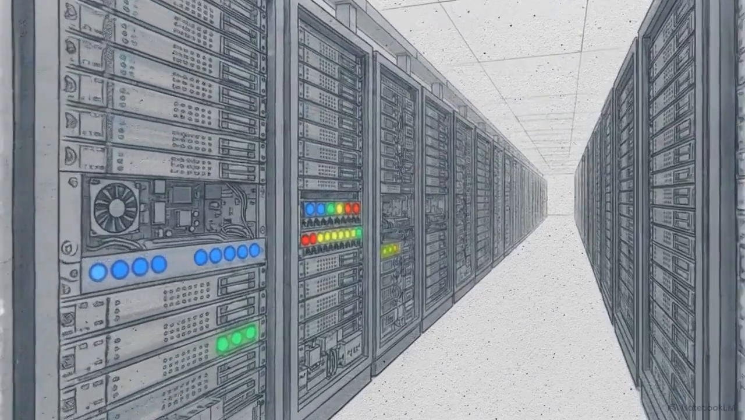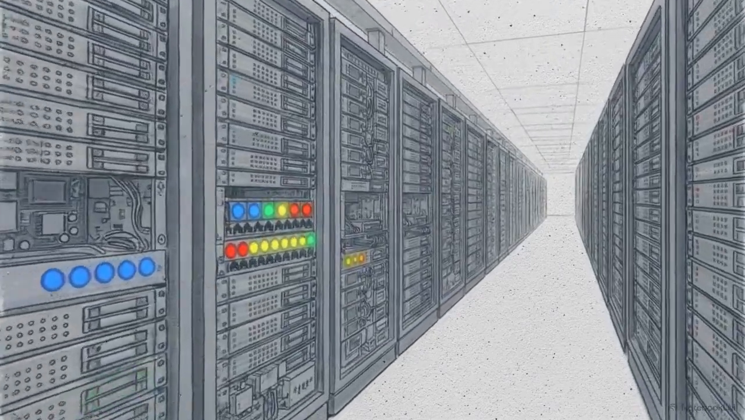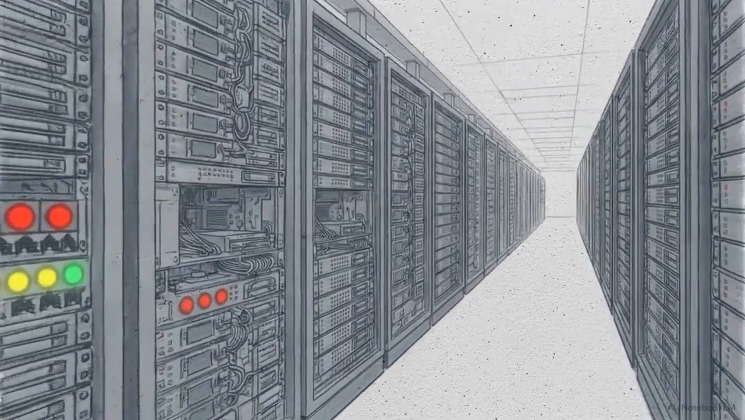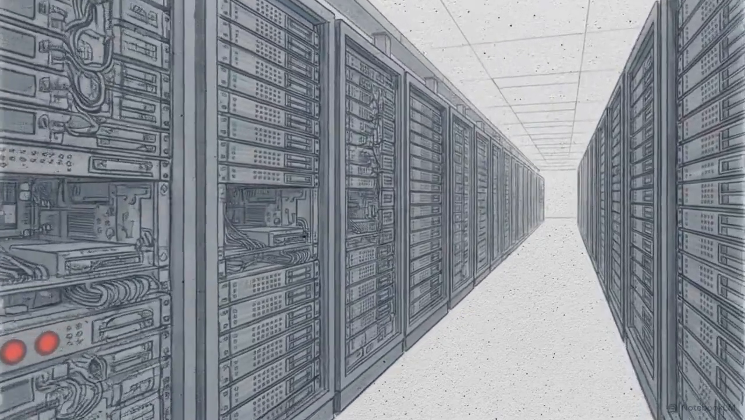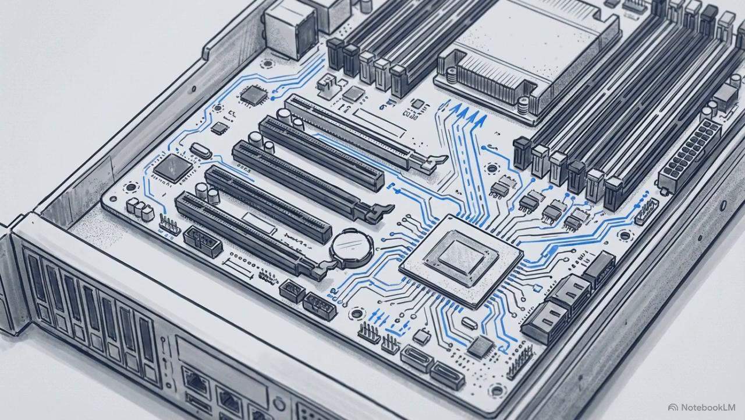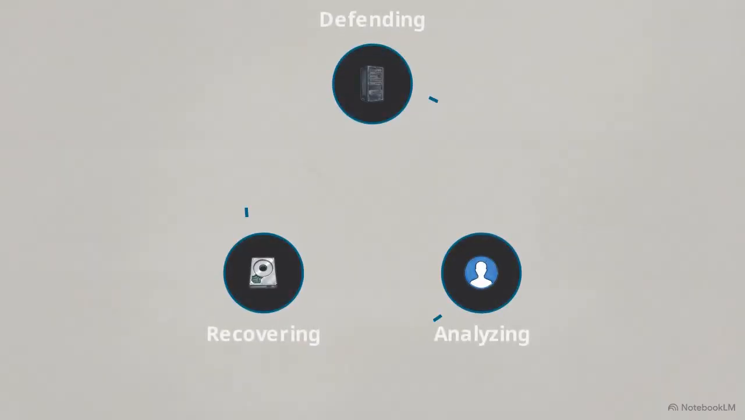Inside these steel aisles sits the physical manifestation of enterprise risk. Millions of dollars in hardware, routing proprietary data every fraction of a second. Keeping this system alive requires security operations, or SecOps. It is a continuous life cycle of defending, analyzing, and recovering the network.